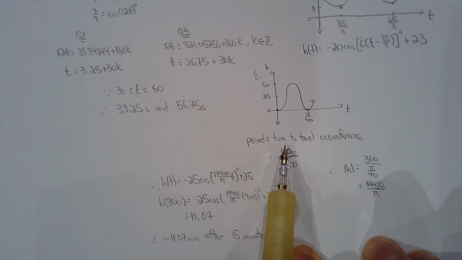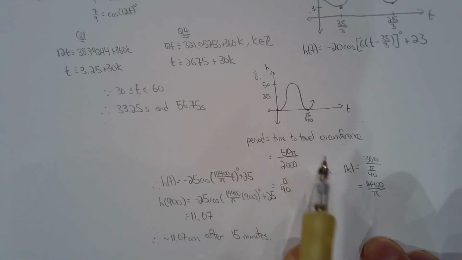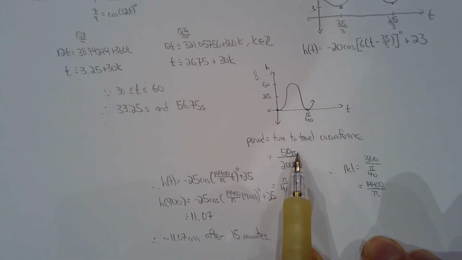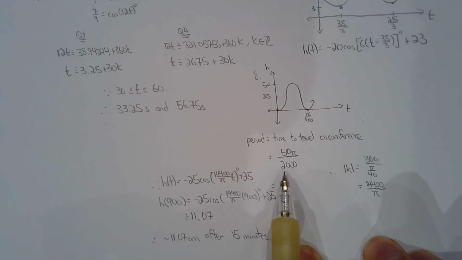How long does it take to travel the circumference? That's basically your speed formula. Speed is equal to distance over time, so time is distance over speed. The distance is 50 pi centimeters, and change the 20 meters per second to 2,000 centimeters per second, because you want centimeters and centimeters. Then that means it takes pi over 40 seconds to travel 50 pi centimeters, which is the circumference. So that's the period.